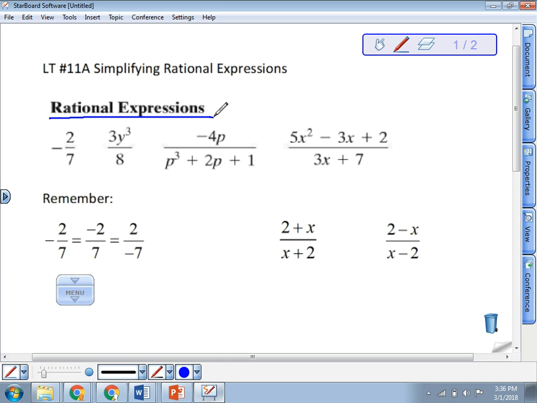So we've got a monomial here. We've got a monomial over a trinomial, a trinomial over a binomial. These are all examples of rational expressions. Today, we're going to simplify those.